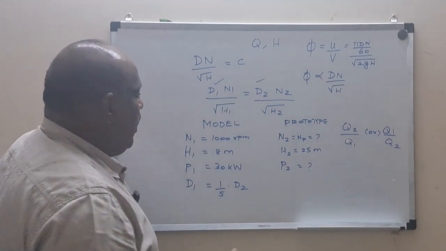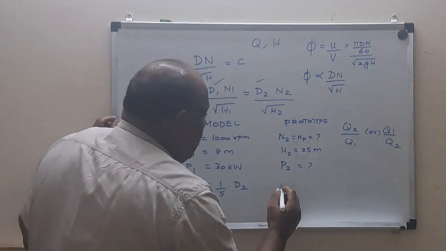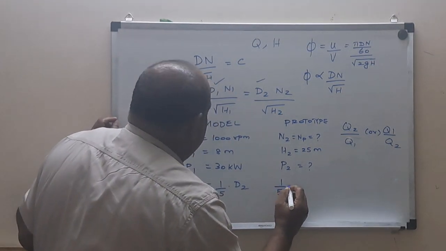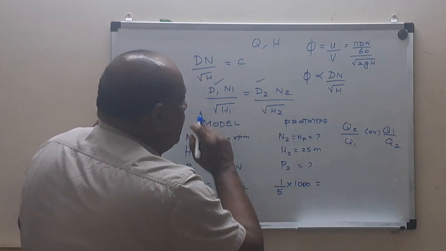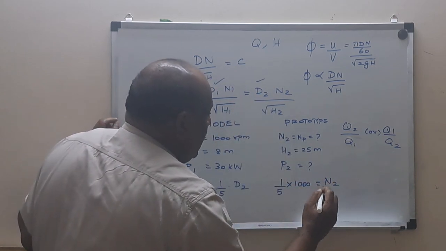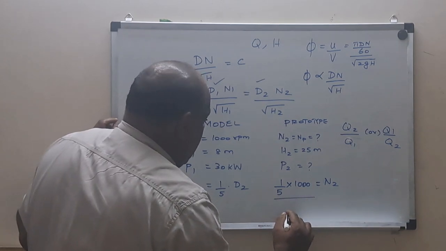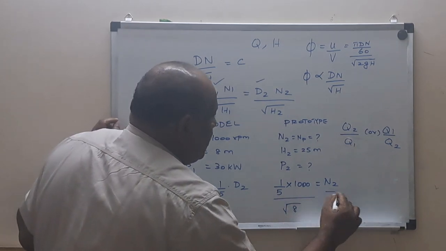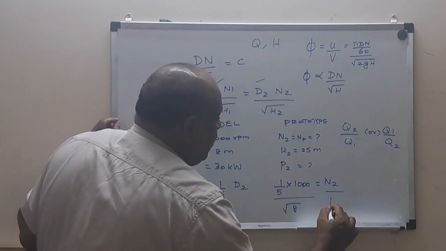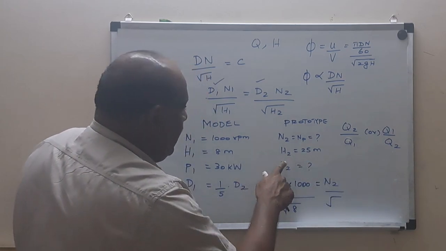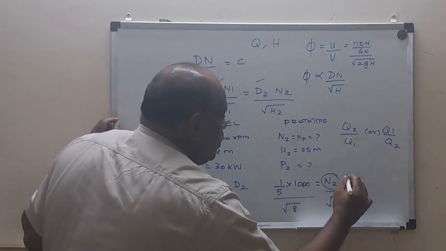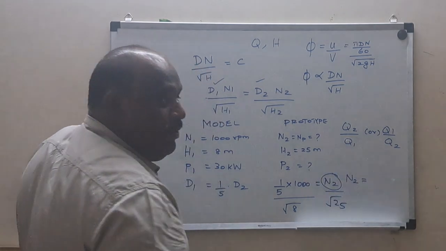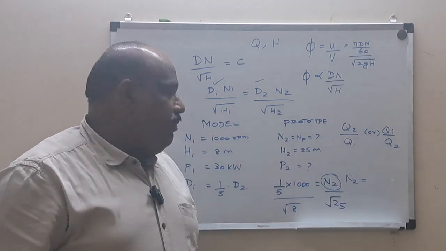So by using this formula, d1 by d2 will be 1 by 5. What about N1? N1 is 1000. We have already brought d2 here, so the only unknown is N2. What is the square root of h1? Square root of 8. On this side, what is the square root of h2? h2 is given as 25. So the only unknown is N2, and we can find the value of N2 easily by this formula.